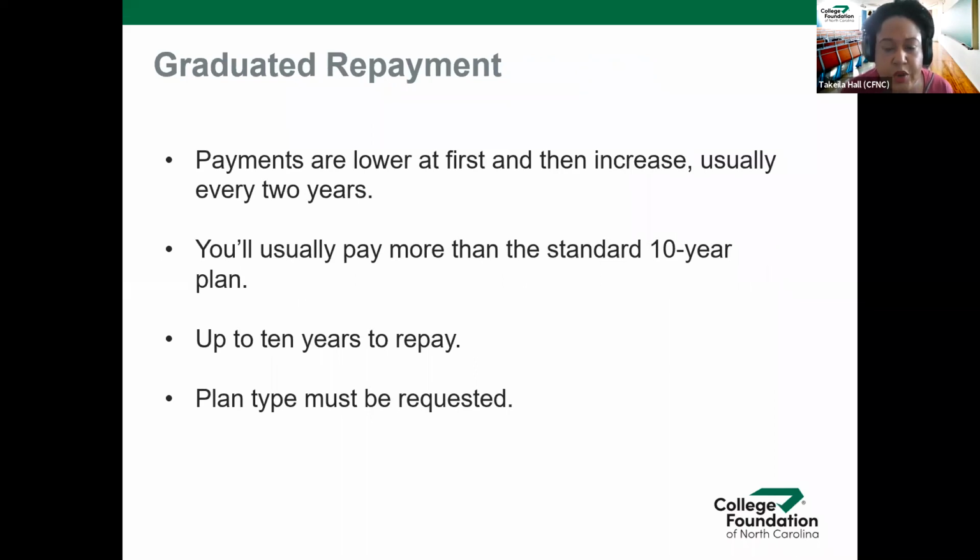Let's talk a little bit about your graduated repayment. So when we talk about graduated, these are payments that are lower as you start repaying, and then they're going to increase usually every 2 years. So again, smaller at first, and then over time, your payments will get larger. You'll usually pay more than the standard 10-year plan, but you have up to 10 years to repay. So this is one of the plans that I told you will have to be requested. So if you don't request a different payment plan, then you're automatically going to default to the standard one, which is the very first one that we just talked about. So if you're interested in graduated, you'll need to talk to your loan servicer.